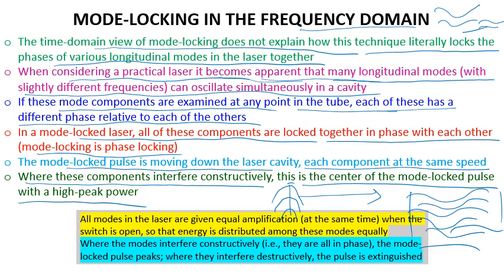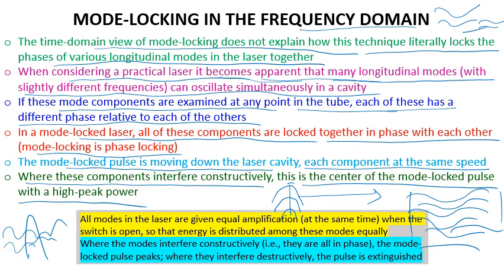So what they are saying is, when these modes or components interfere constructively, this is the center of the mode-locked laser pulse. And when these components interfere constructively, we get a high peak power pulse. So if there are waves like this and like this, when their phases are locked, we get a pulse like this. You'll see in the figures.